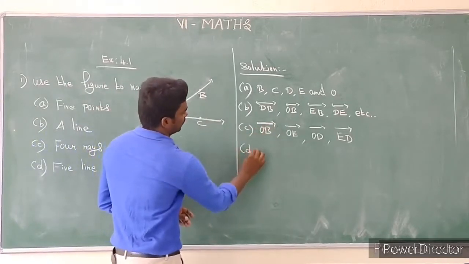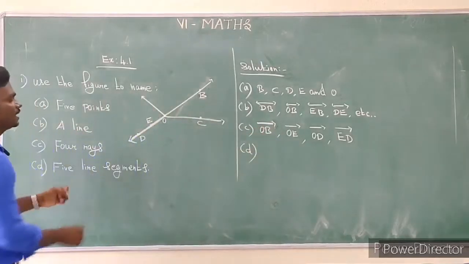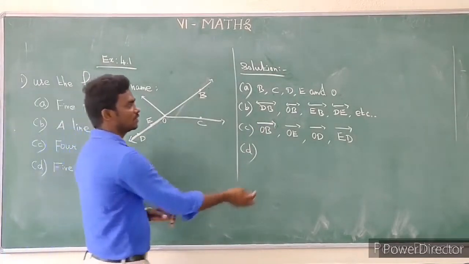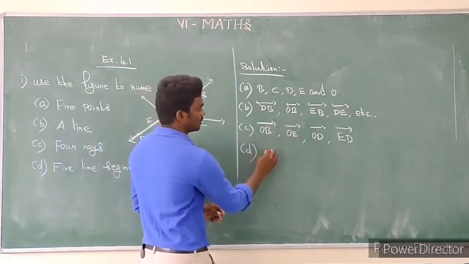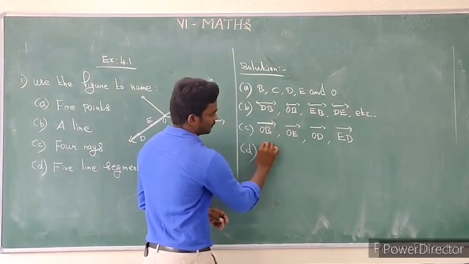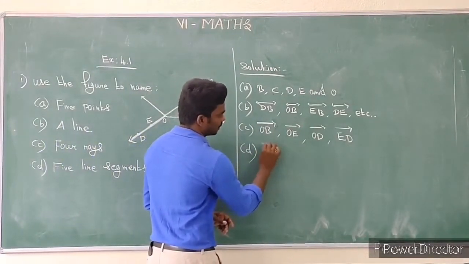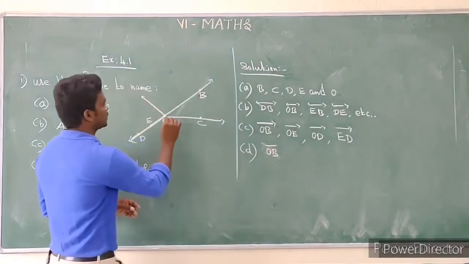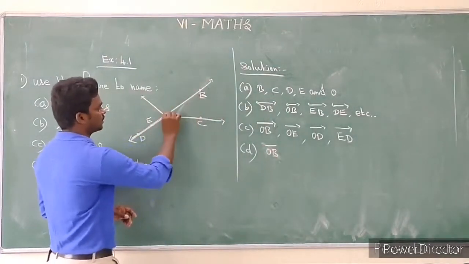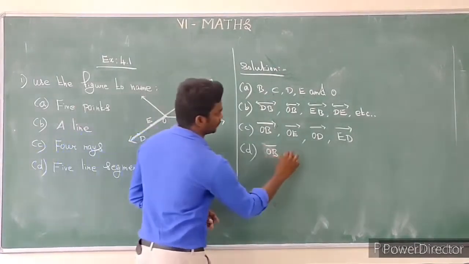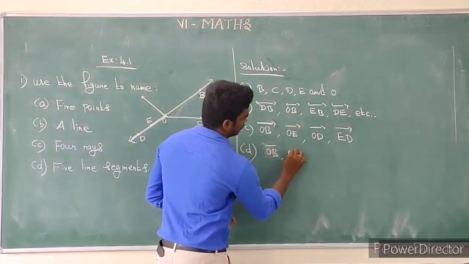Next, we want to find 5 line segments. What are the line segments? OB can be written as a ray, but from the point O to B it is a line segment. So this is called line segment OB. What is the next line segment? EO. EO is also a line segment.